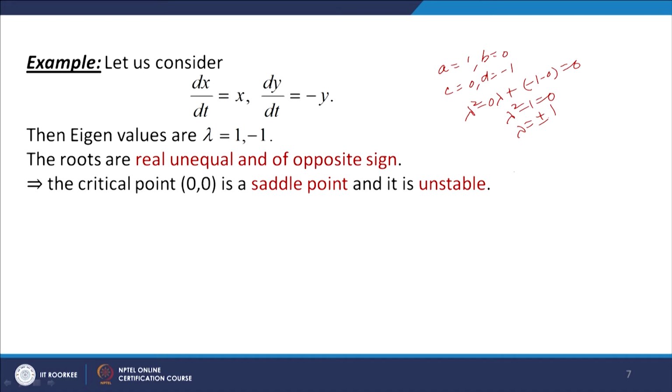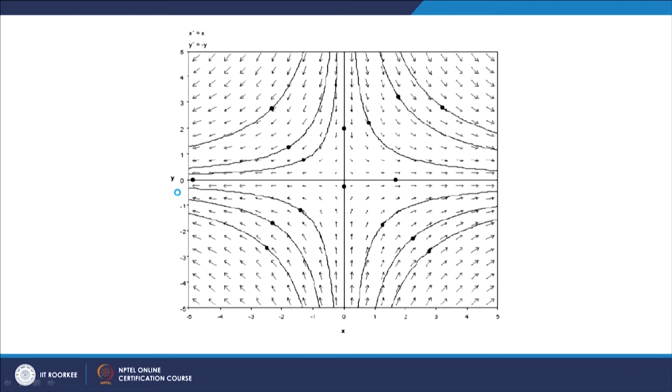So, the eigenvalues are lambda equal to 1 and minus 1. They are real, unequal and of opposite sign. So, we have case 2 here, and just as we have now seen, if the eigenvalues are real, unequal and of opposite sign, then the critical point 0 0 is a saddle point and it is unstable. So, this is the figure here.